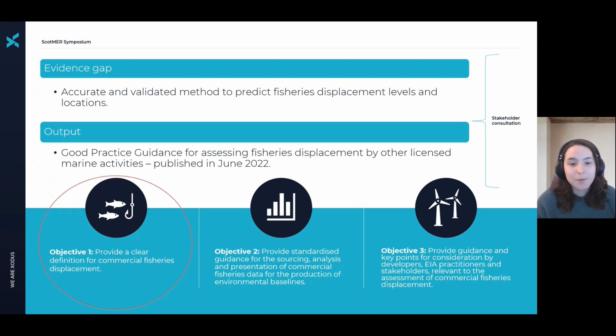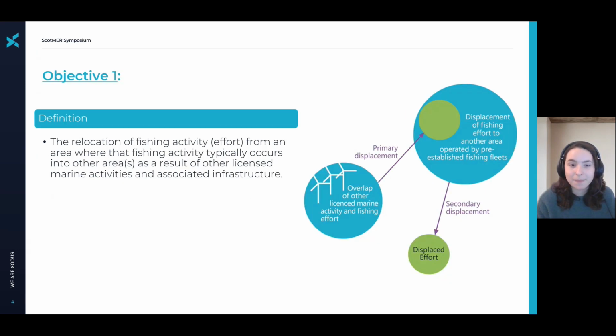Starting with objective 1, which was to provide a clear definition for commercial fisheries displacement. The guidance broadly defines displacement as the relocation of fishing activity from one area into another as a result of an offshore development. However, the guidance goes one step further than that as well. It defines 2 levels of displacement, the first being primary displacement and the second being secondary displacement. And I'm just going to explain what those are and how they were defined in the guidance.